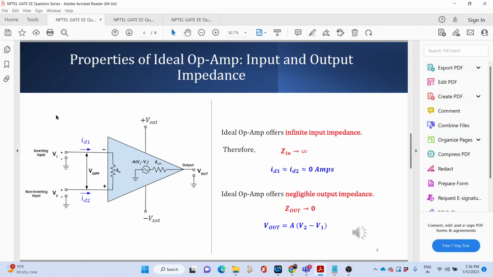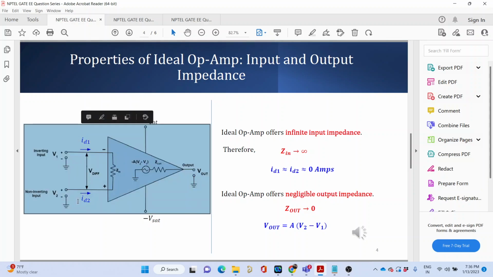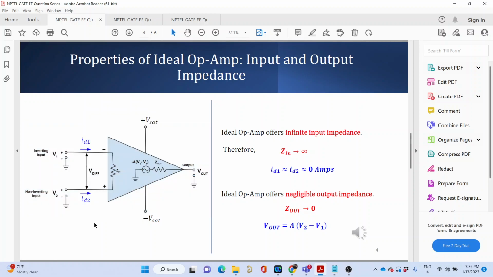So you have to keep in mind that the resistance that you connect must be much lower than that. If this is in mega ohms and you are also connecting a resistance of some few mega ohms, then you cannot make the assumption that ID1 is 0 and ID2 is 0. Then you cannot make that assumption. You have to take into consideration the input bias current and all.